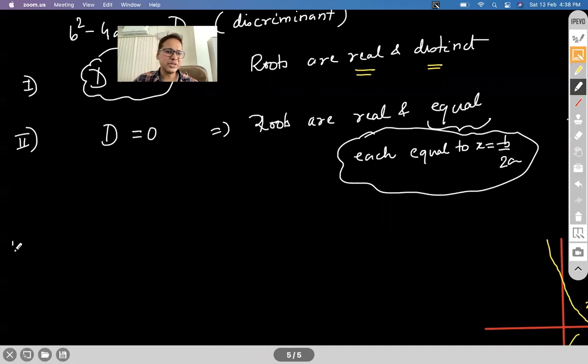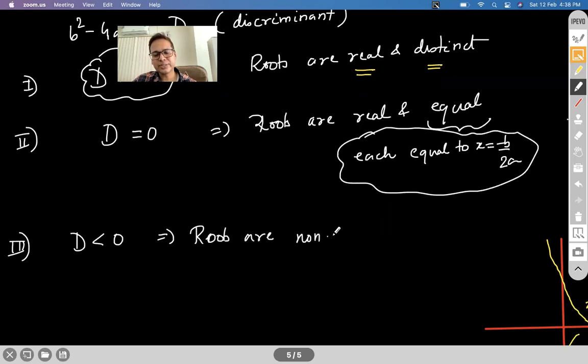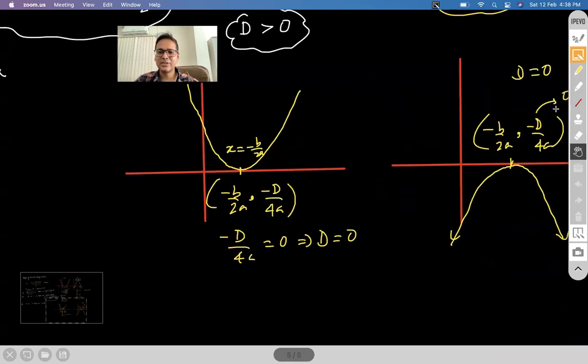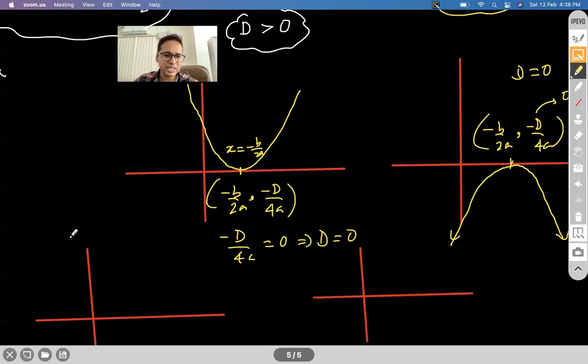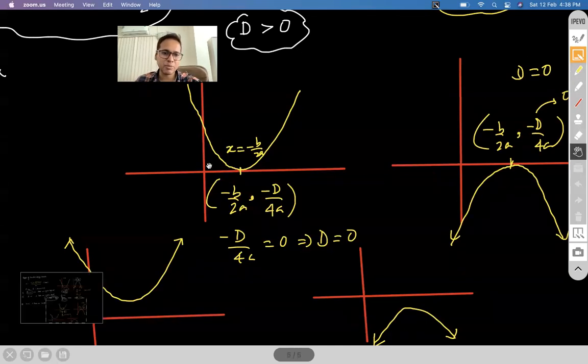The third situation is where your discriminant is less than 0. Discriminant is less than 0 means your roots are non-real in nature. In fact, I would say roots are complex in nature. Complex in nature means it will not be appearing to touch the x-axis. So let's say I take these two scenarios. When your roots are complex, it may be hanging up in the air like this, or hanging down like this. So you will not see a visual cutting happening of the x-axis with the parabola.